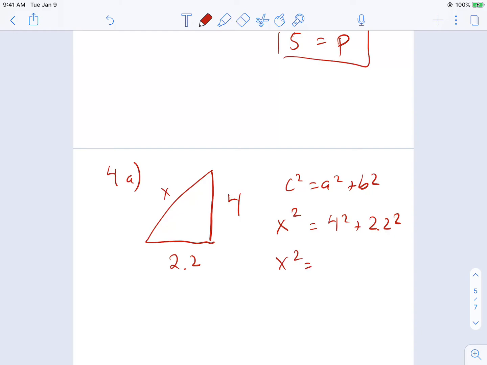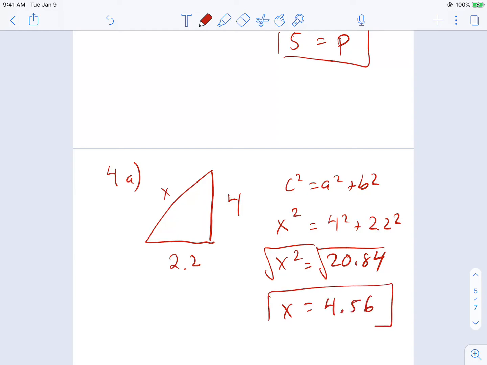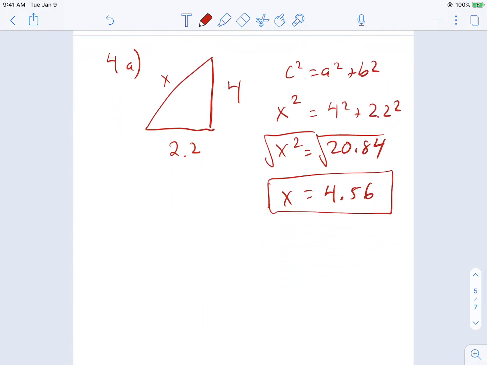And when I do that math, 16 plus 2.2 squared gives me 20.84. It's not good enough. We need to square root both sides. So x is going to be 20.84 square rooted, and that gives me 4.56. Perfect. And then as we go, we'll go on to 4c.